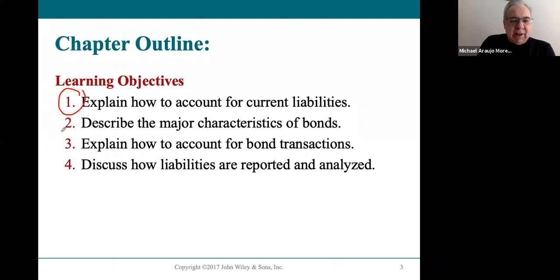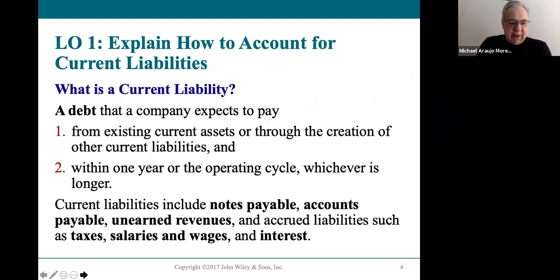And I think we'll have time to introduce you to the issue of bonds, and then we'll look at the rest next time. So remember, a current liability is a debt that the company is expected to pay within the year, right? And it pays it from existing current assets. If they don't have enough current assets to pay their current liabilities, often they will borrow money or create other current liabilities, like a note. They'll borrow some money like this.